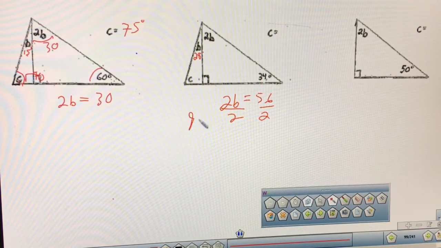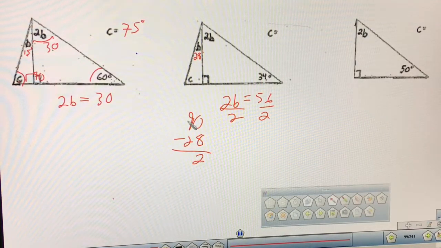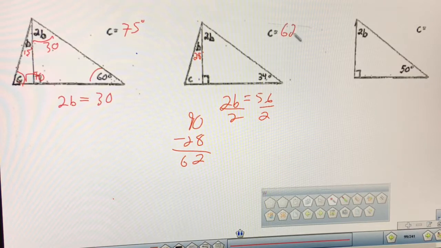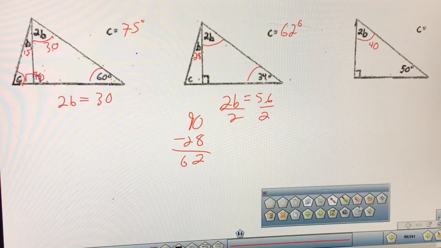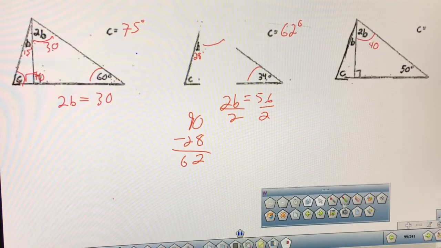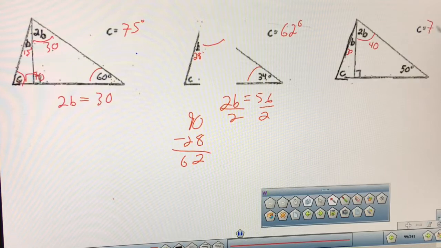90 minus 28 is 62 degrees. 2b has to equal 40 degrees. What's 56 divided by 2? But shouldn't 2b equal 34? No, this angle and this angle add up to equal 90. So I do 90 minus 34, which is 56. And then 2b equals 56. Over here, this is 40, so b is going to equal 20. So when I put that 20 here, c is going to equal 70 degrees.